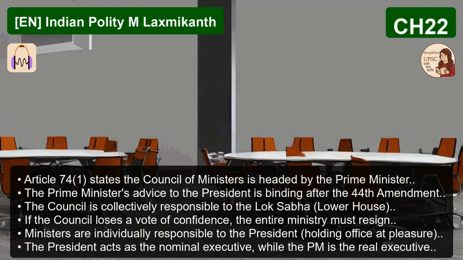All right, let's unpack this core distinction. It trips up so many students. The Council of Ministers versus the Cabinet. Let's start with the big one. The Council of Ministers, or COM. What's its constitutional mandate?